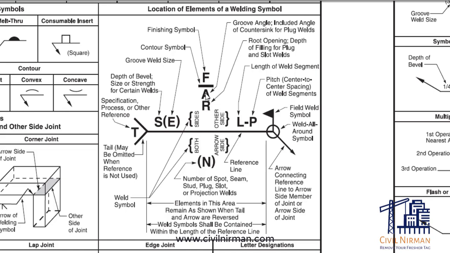Below or above the groove size, depending upon the side of the weld, the number A denotes a groove angle. Additionally, a number N on the arrow side, this one. So a number N on the arrow side of the reference line can be used to specify the number of spot, seam, projection or slot welds.